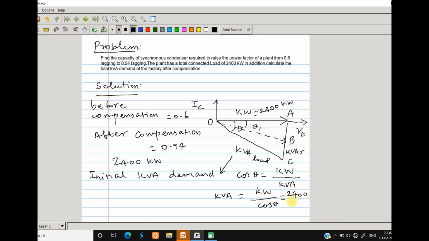So the kilowatt will be 2400 divided by the power factor before compensation, because we didn't know the new value of the kVA. We need to find that out, but first we should know what the kVA load is. So for that we calculate this way. What is the kVA from this? That is 4000 kVA.